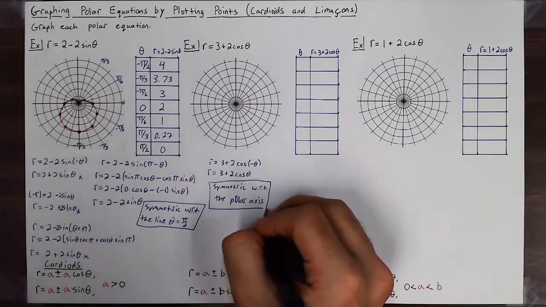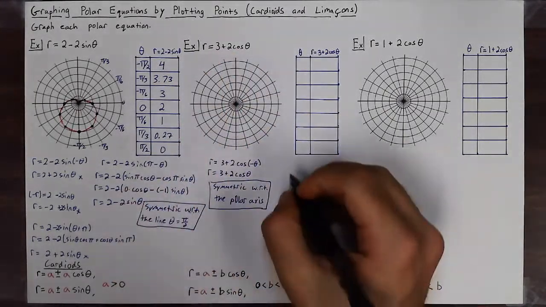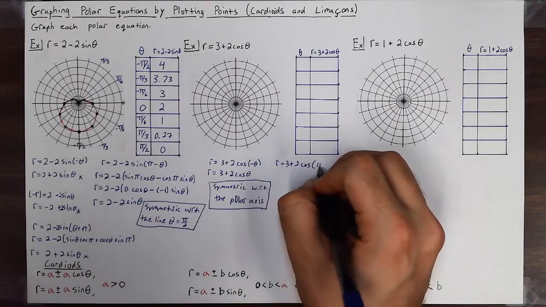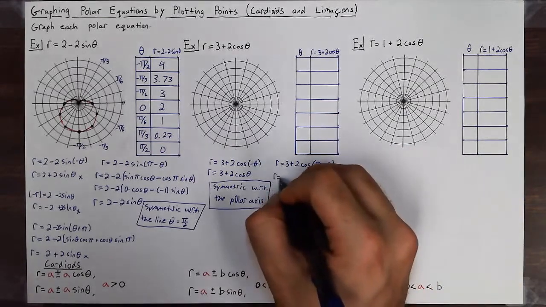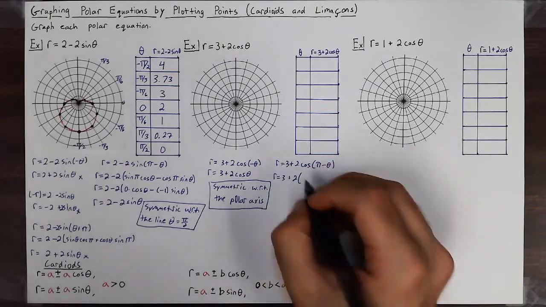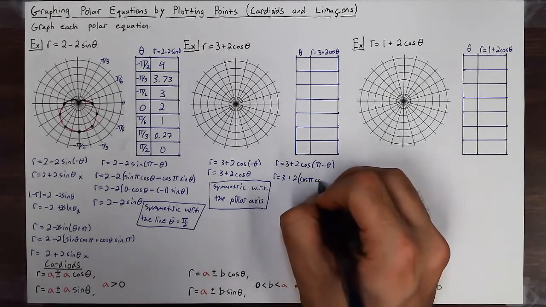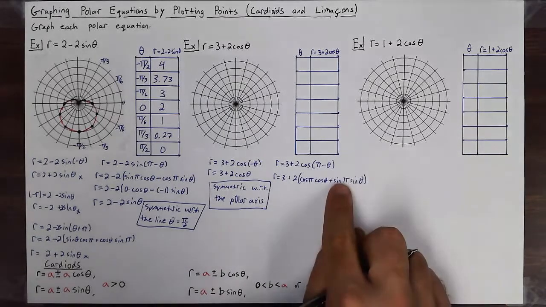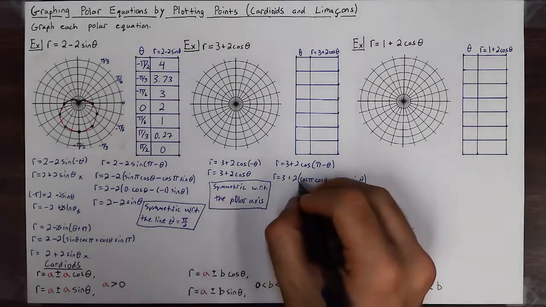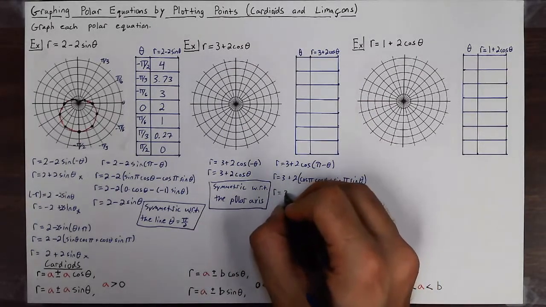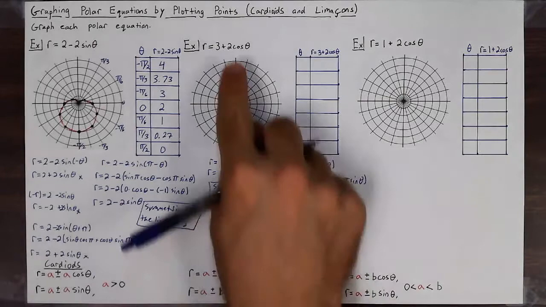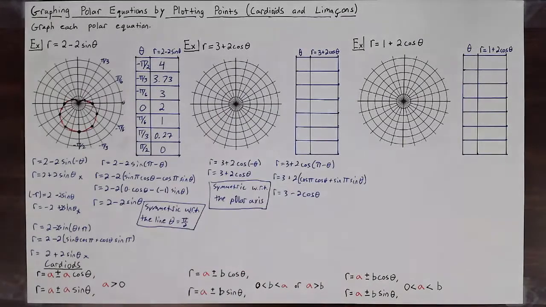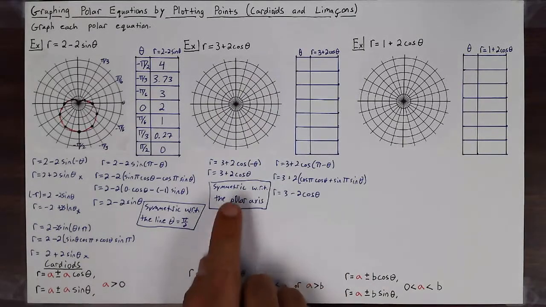Now I'm going to test for symmetry to the line theta is equal to pi over 2. That gives me r is equal to 3 plus 2 times cosine of pi minus theta to check for this one. So r is equal to 3 plus 2 times the difference formula for cosine. So cosine pi, cosine theta, plus sine pi, sine theta. Sine of pi is 0. Cosine of pi is negative 1, so this is negative cosine. That gives me 3 minus 2 cosine of theta, so it's not symmetric about that line. And most of the time when it's not true for both of these, it's not going to be symmetric about the origin. But this is enough information to get us started.